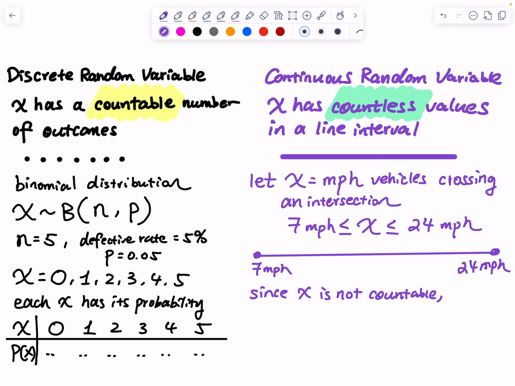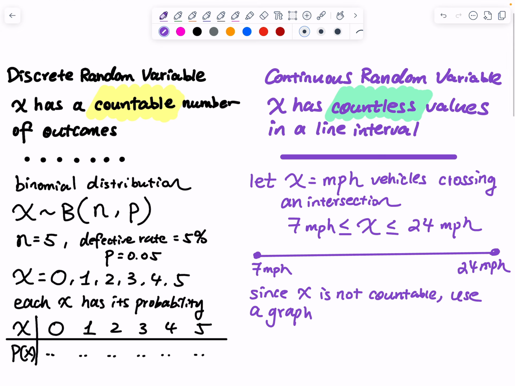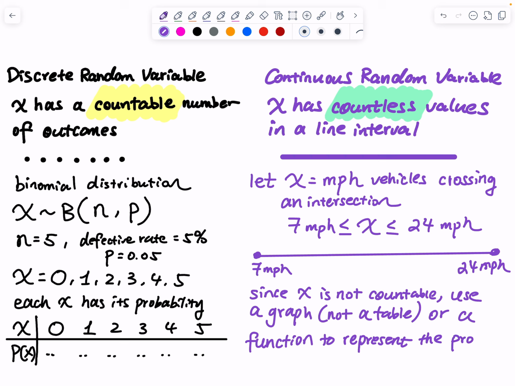So since x is not countable, how do we describe that? Can we still use a table? No, we cannot. We have to use a graph. Not a table. Certainly not a table. A table is not going to work. We have to use a graph or a function to describe the probability, or to represent the probability distribution. Probability, I'll just write PROB, distribution of x.